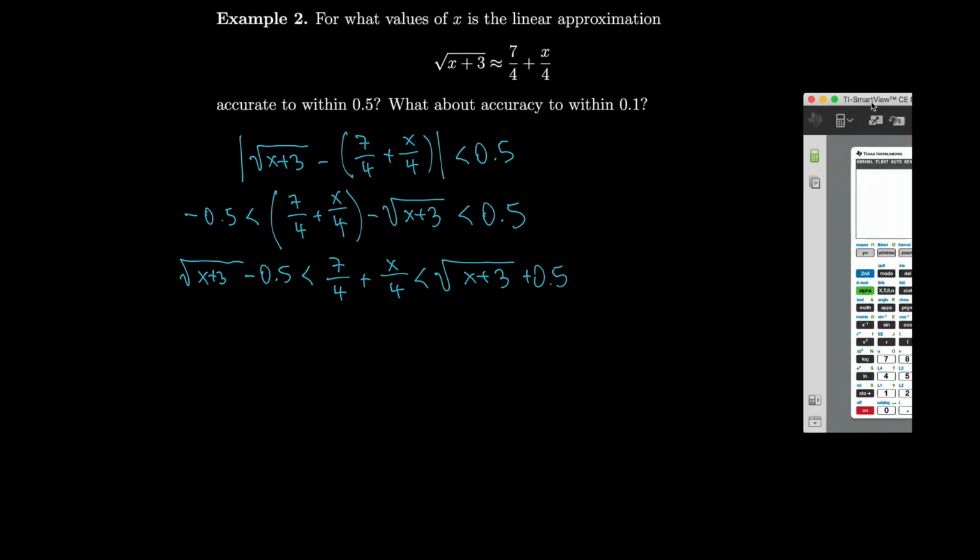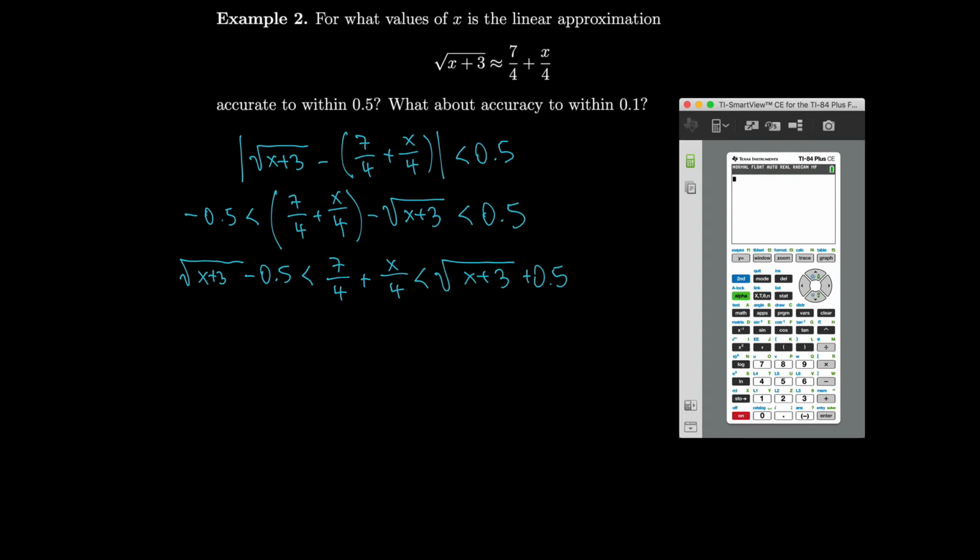Let's use our handy-dandy calculator emulator. We want to put each of these sides of the inequality into different curves and graph them and see where the middle one will be stuck in between the other ones. So 7 over 4 plus x over 4, and then square root of x plus 3 minus 0.5, square root of x plus 3 plus 0.5.